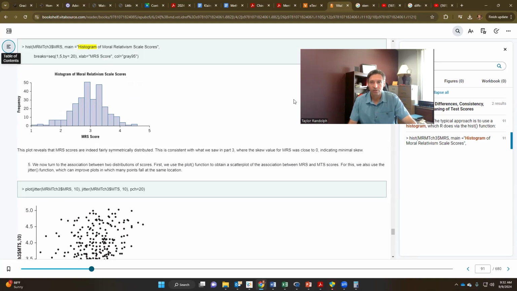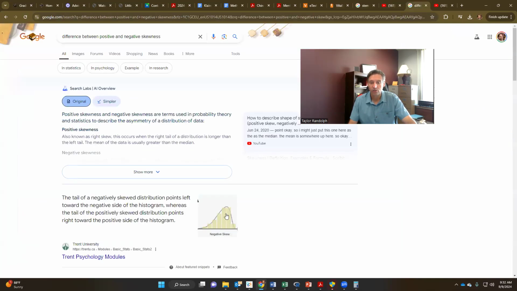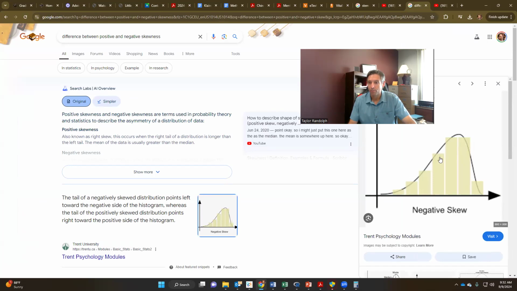There are a couple other things that we look at when we're looking at the histogram. We could have a negative skew, which just means that the distribution slopes back to the left. A positive skew would be the exact opposite. You'd have a lot of scores on the lower end, and it would slope to the right toward the positive end of things.